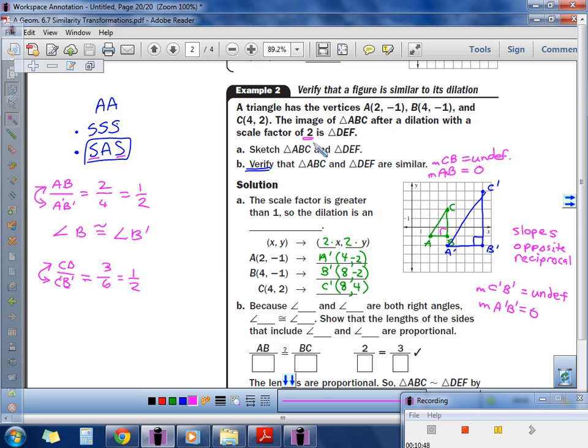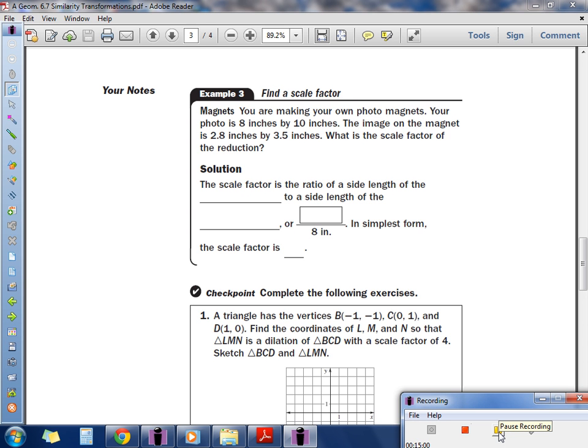So that proves side, angle, side. That's a full proof, and it verified that those triangles are similar. So we could have done side, side, side, but we would have had that third side. We needed that third side. We could have found that with Pythagorean theorem, show that they still simplify to that same fraction, and be good from there.